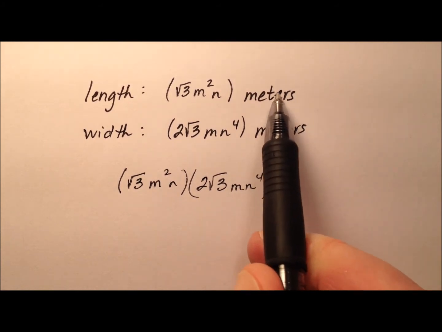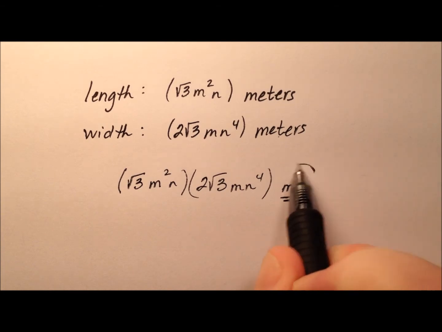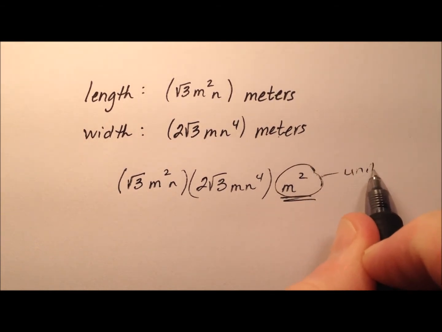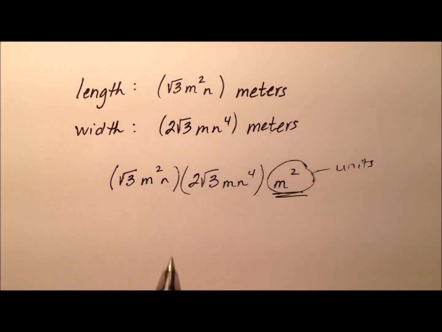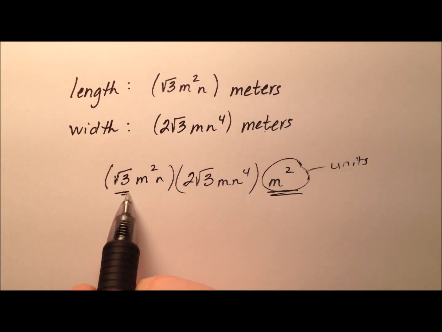Well, we know when we take meters times meters, we'll end up with meters squared, and that's going to be our units. Okay, so let's go ahead and discuss how we can multiply these two monomials now. Let's talk about the coefficients first.